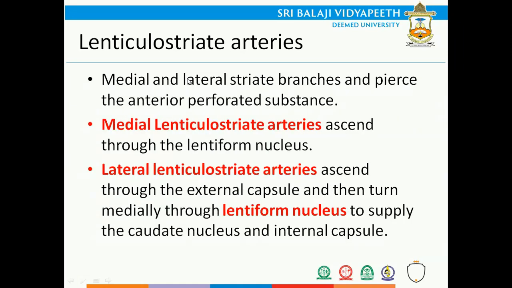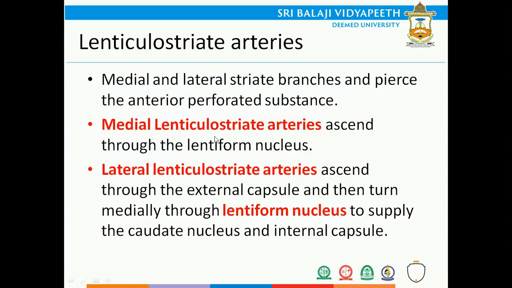Lenticulostriate arteries, the medial and the lateral striate branches that pierce the anterior perforated substance. Next comes the medial lenticulostriate arteries that ascend through the lentiform nucleus. The second is the lateral lenticulostriate arteries that ascend through the external capsule and then turn medially through the lentiform nucleus to supply the caudate nucleus and the internal capsule.